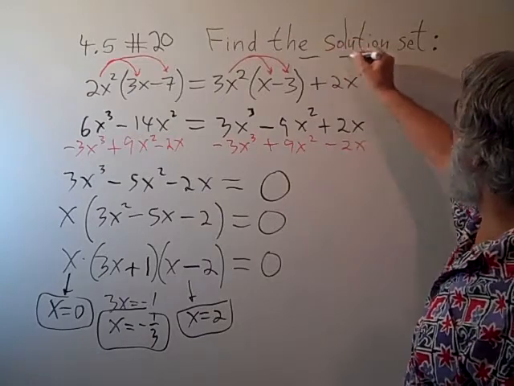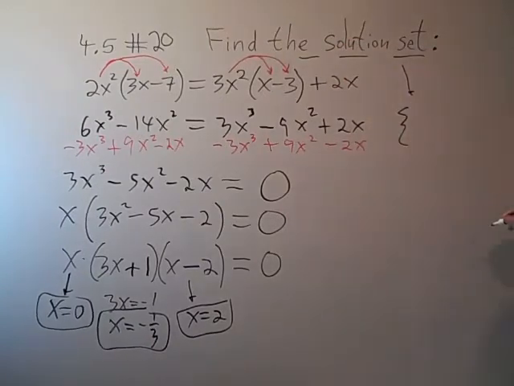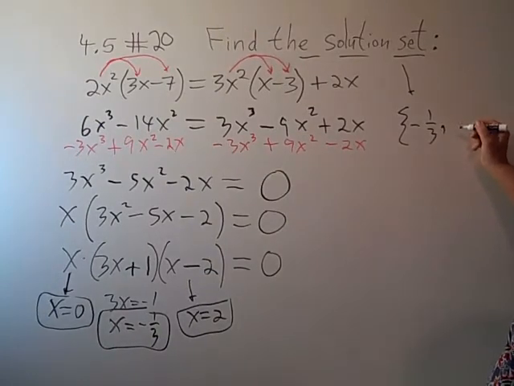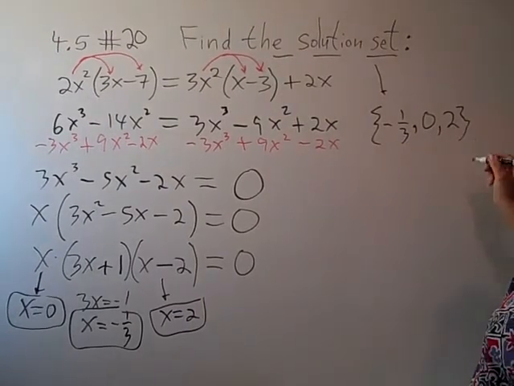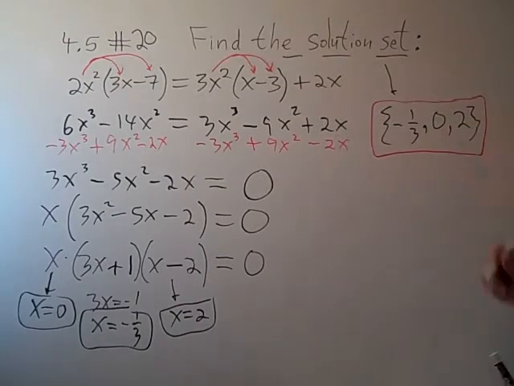So the solution set is the set containing these three numbers. Negative 1/3, 0, and 2. So this is the solution set for this problem.